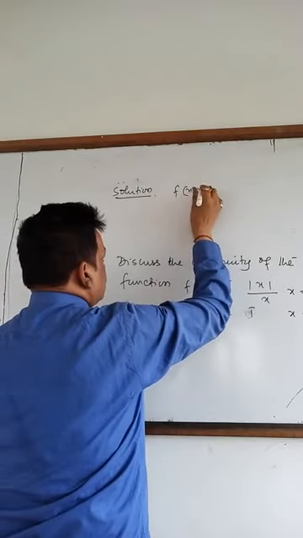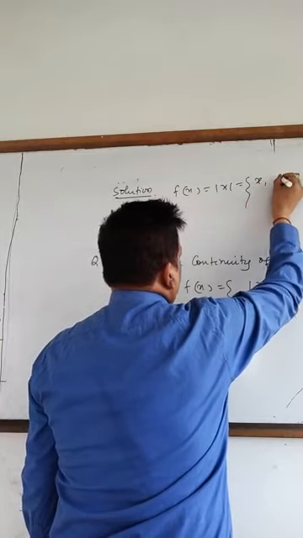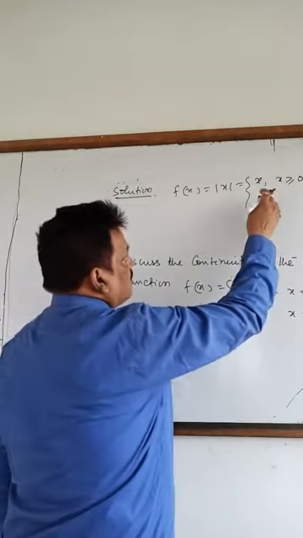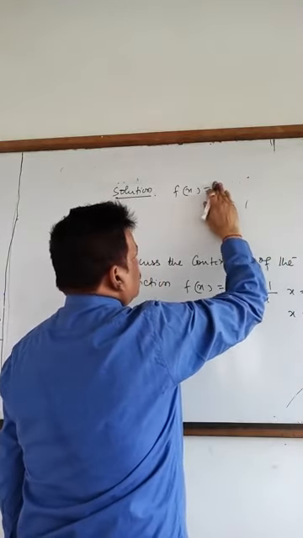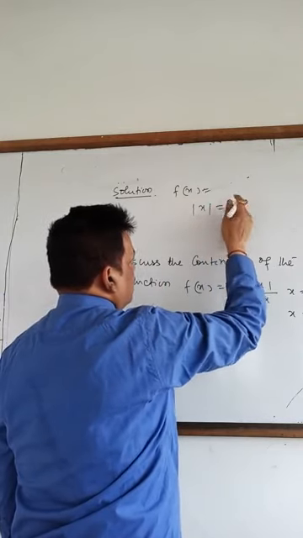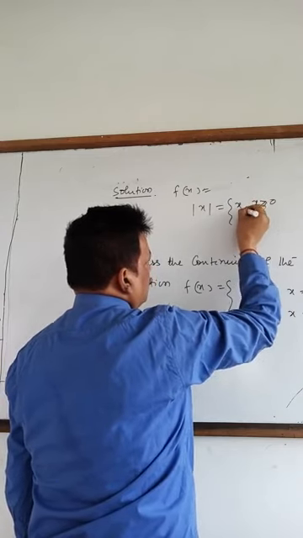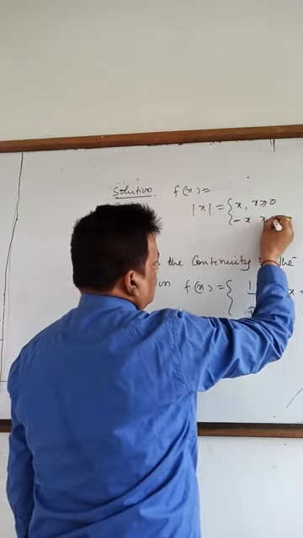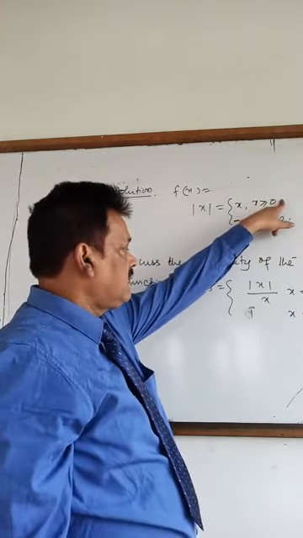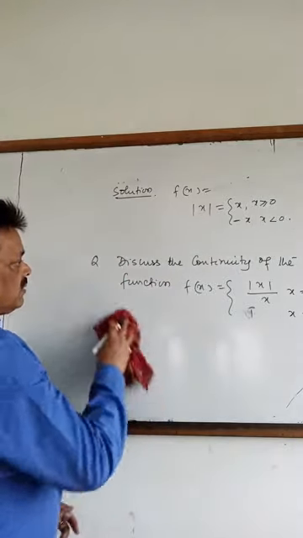Mod x is x when x is greater than or equal to 0. I think it's not clear, I will show you here. Mod x is defined as x when x is greater than or equal to 0, and minus x when x is less than 0. That means from here you are finding your right hand limit and your left hand limit. Okay, then how to do?